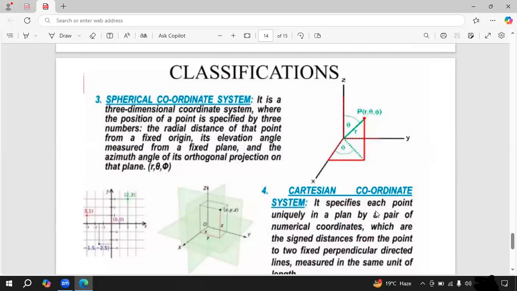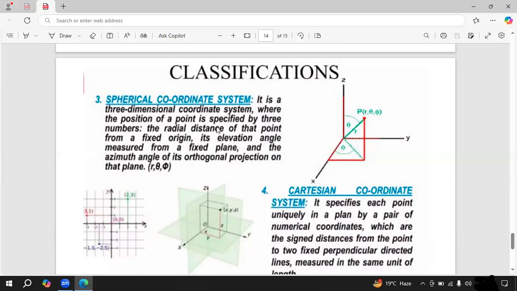Similarly, a kind of cylindrical coordinate system is a spherical coordinate system. The only thing is the first measurement is linear, where the other two are angles. It is a three-dimensional coordinate system where the position of a point is specified by three numbers: the radial distance of that point from a fixed origin. In the cylindrical coordinate system, the linear distance was not in terms of radius, it was in terms of length.